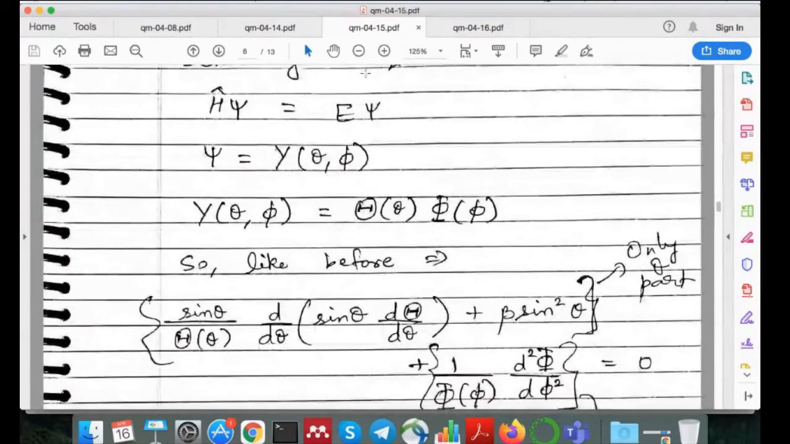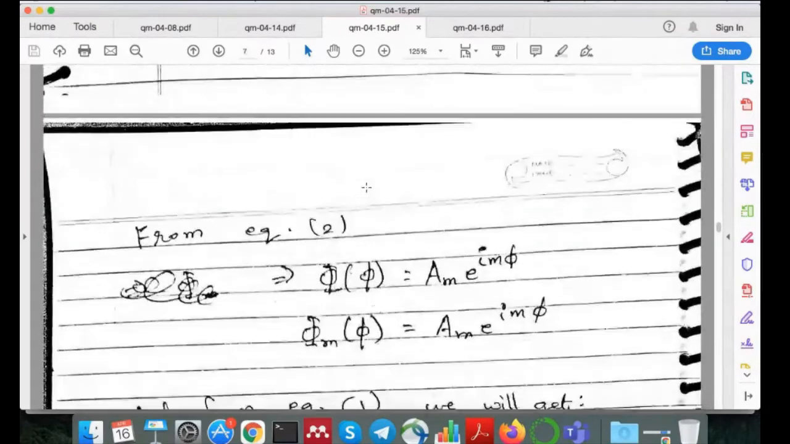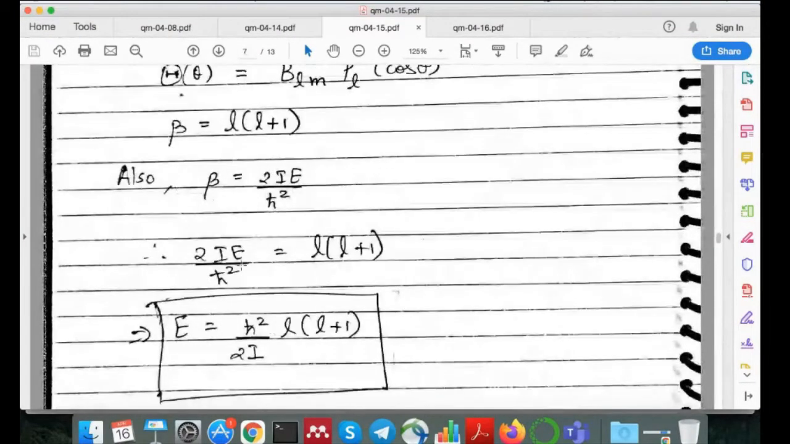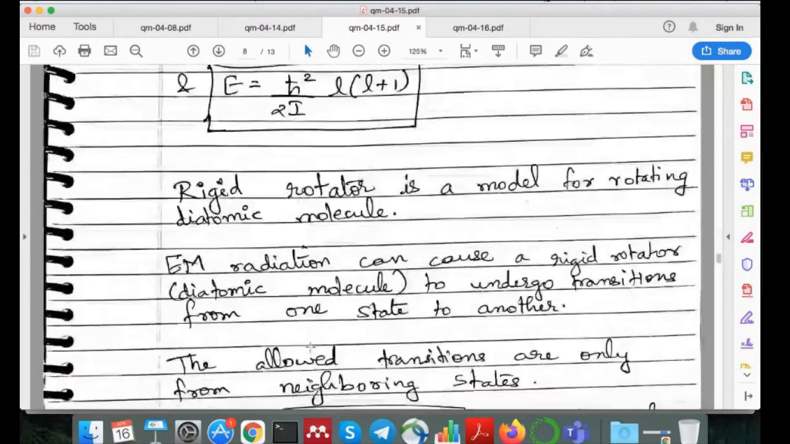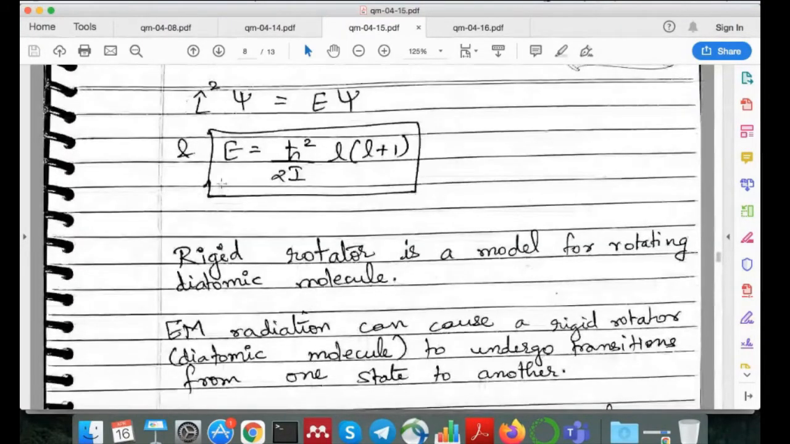So essentially you again get the spherical harmonic solution. Finally, the wave function will be Y_lm, and the energy will be h cross square by 2I into L into L plus 1. Okay, so this is your energy. All right, so here I think we did look at L square and Lz, right?